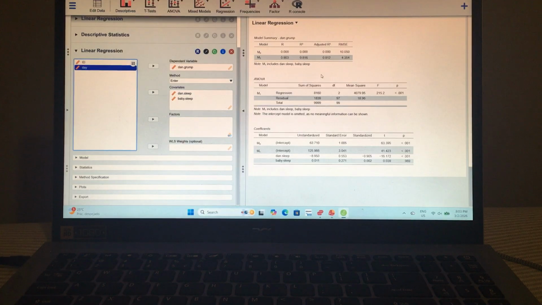So to interpret this, you multiply the 0.816 by 100. So this says that 81.6% of the variability in Danny's grumpiness can be explained by the variation in how many hours of sleep they got and how many hours of sleep the baby got.